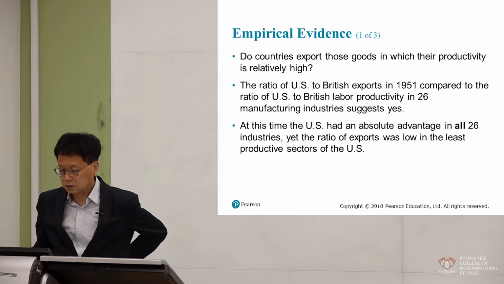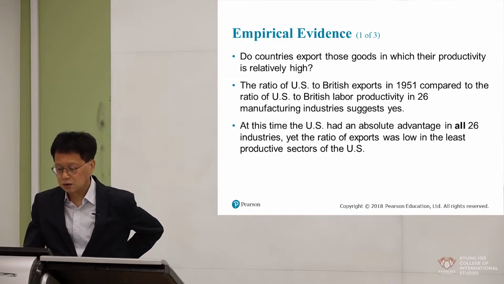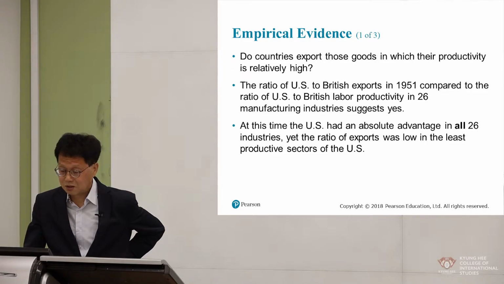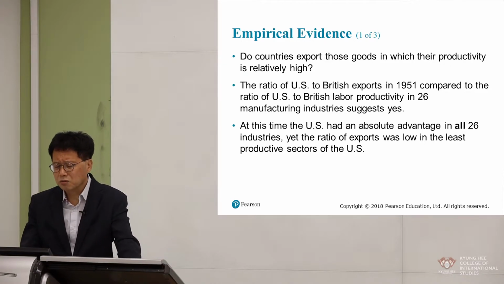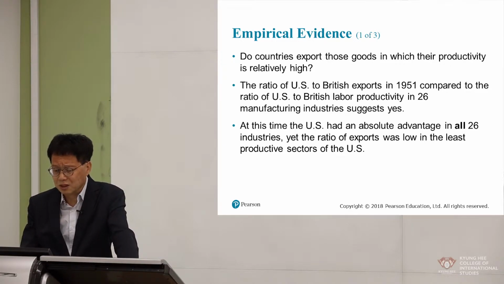Empirical evidence, the final section. Do countries export those goods in which their productivity is relatively high? That is some argument, right? Do countries export goods where their productivity is relatively high? This should be true based on the Ricardian model, right? But all the arguments should be verified empirically in economics.